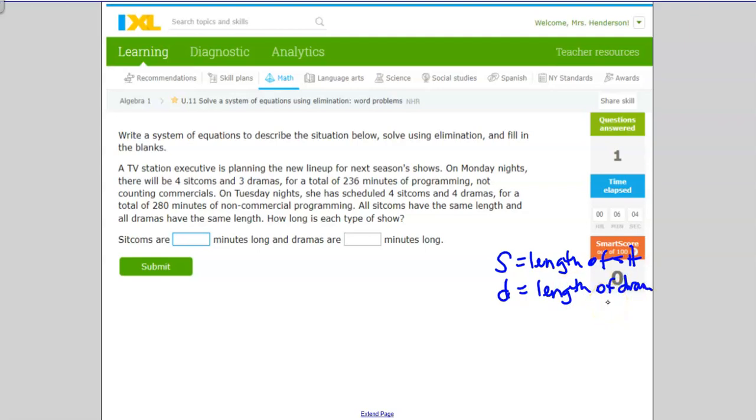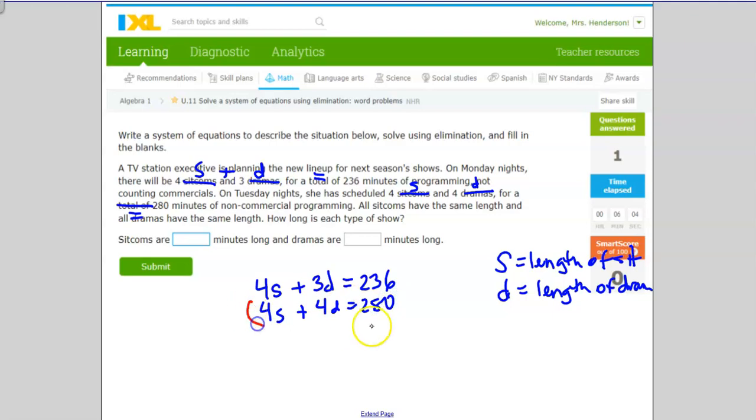So now let's see. S for sitcom, so 4 sitcoms and 3 dramas, totaling 236. So 4 sitcoms plus all the minutes for 3 dramas equals 236 minutes. The second sentence, on Tuesday nights, 4 sitcoms, 4 dramas, total of 280.